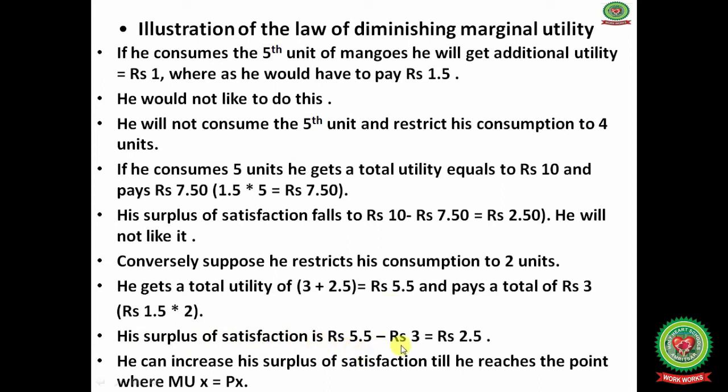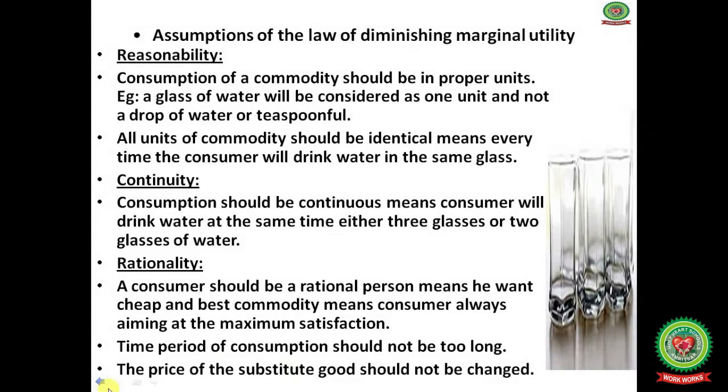Conversely, suppose he restricts his consumption to 2 units. He gets a total utility of 3 plus 2.5, which is equal to rupees 5.5, and pays a total of rupees 3, that is rupees 1.5 multiplied by 2 gives you rupees 3. His surplus of satisfaction is 5.5 minus rupees 3, which is equal to 2.5. So he can increase his surplus of satisfaction till he reaches a point where marginal utility of the consumption of X commodity is equal to the price of the X commodity.